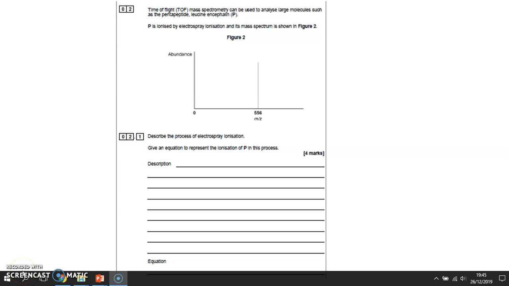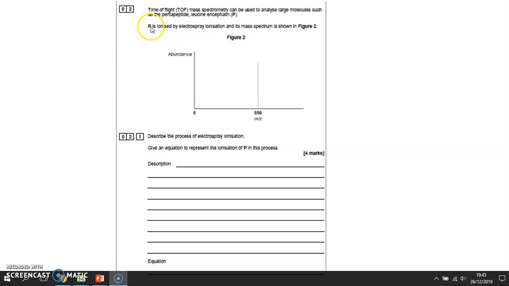Question 2. Time-of-flight mass spectrometry can be used to analyze large molecules. P, which is a large molecule, is ionized by electrospray ionization, and its mass spectrum is shown in figure 2. So its mass divided by charge, we'll assume its charge is +1, so its mass is 556. So mass divided by 1 is 556, so its mass is 556 of this P plus ion.